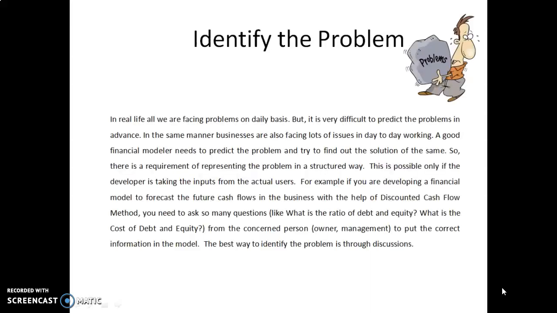When we are talking about identifying the problems, it is basically related to the problems that we are facing in our day-to-day life. In real life, we face so many problems on a daily basis, but it is very difficult to predict a problem in advance. In the same manner, businesses are also facing lots of issues in day-to-day working. A good financial modeler needs to predict the problem and try to find the solution. So there is a requirement of representing the problem in a structured way.